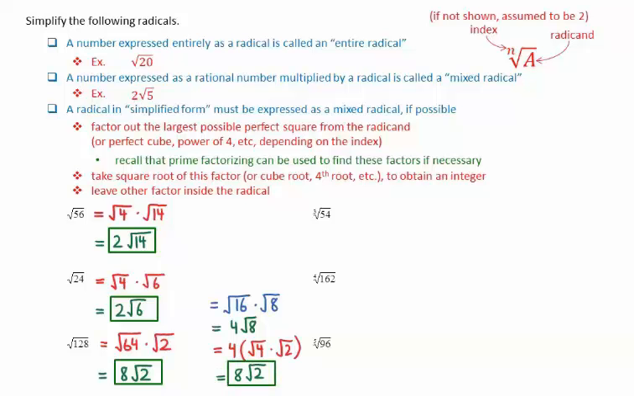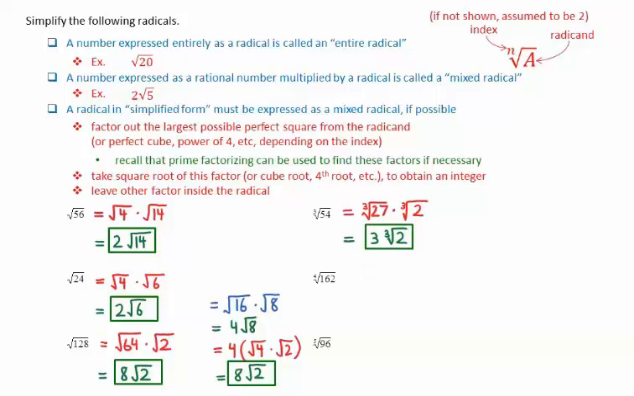Now moving on to a cube root. The cube root of 54, we can write that as the cube root of 27 times the cube root of 2. The cube root of 27 is equal to 3. We then have a result 3 times the cube root of 2.